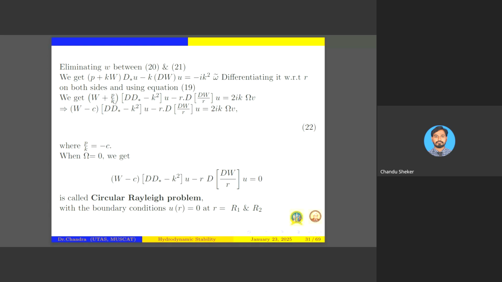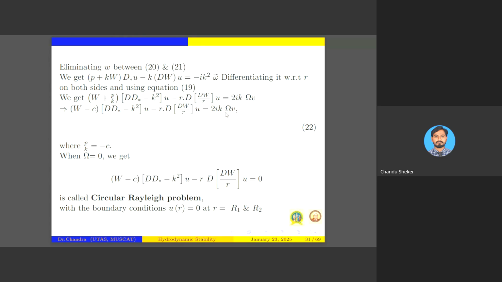Finally, we take this P by K as minus C. So we can obtain the equation like (W minus C)(D star minus K square)U minus R into D of (dW by R) U equal to 2ik rho V. This problem represents the motion of the fluid between two concentric cylinders. This is the non-homogeneous differential equation.